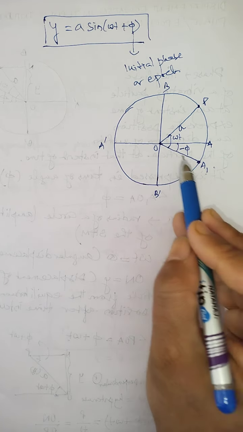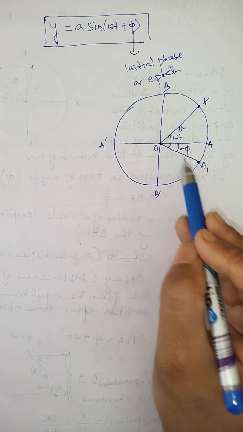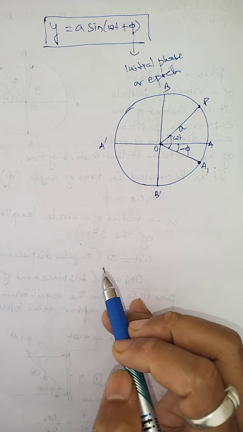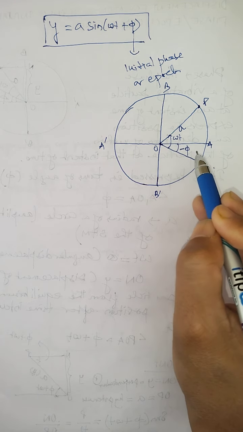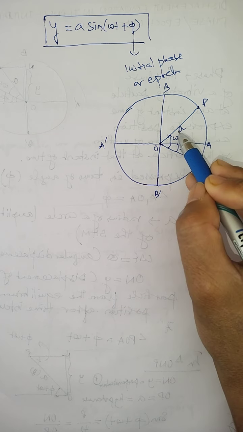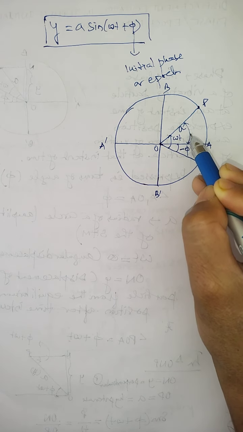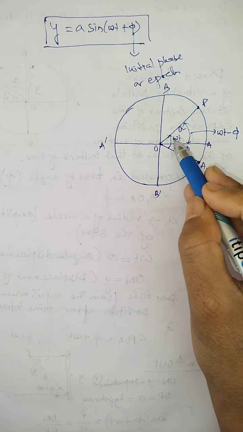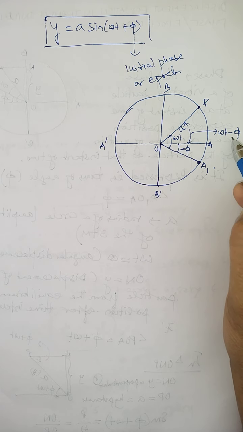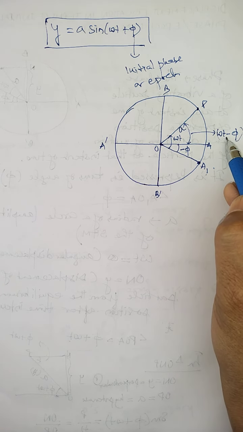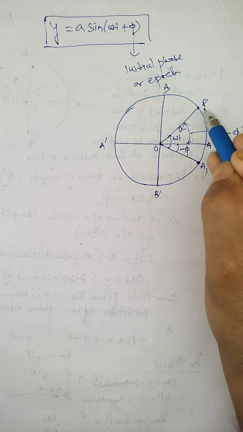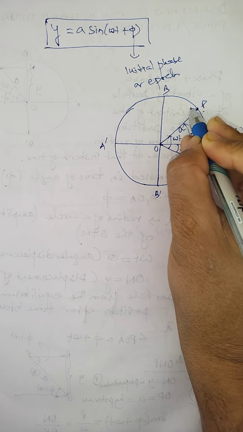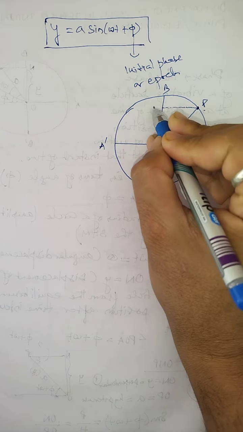See, the angular displacement is measured from the point where the particle starts its motion, starting from A1 and reaching P. So omega t is the angular displacement, and this angle is the initial phase. But we need to calculate the angle measured with reference to the reference line. Now this angle will be called omega t minus phi. So this is the angular displacement of the particle with reference to the reference line, or from the equilibrium position.